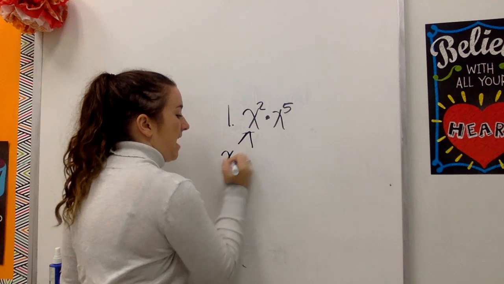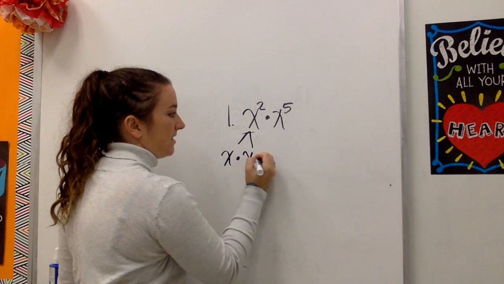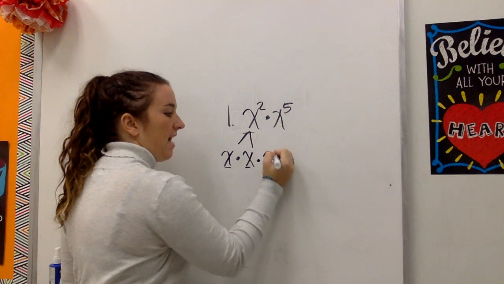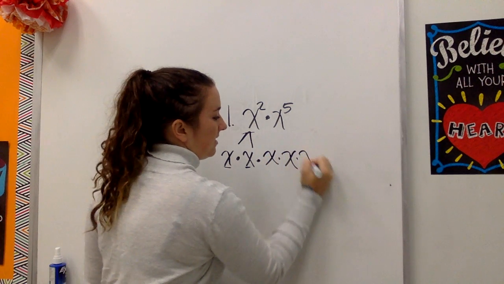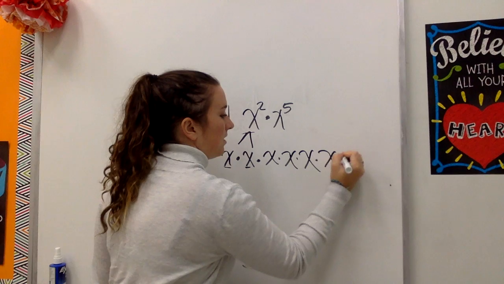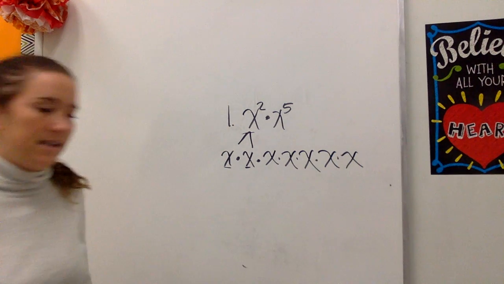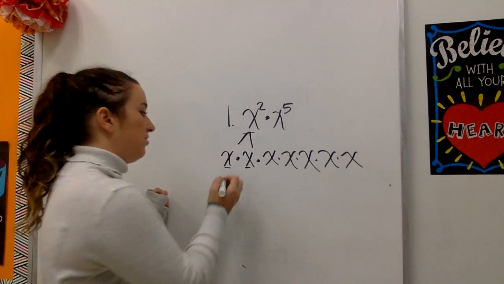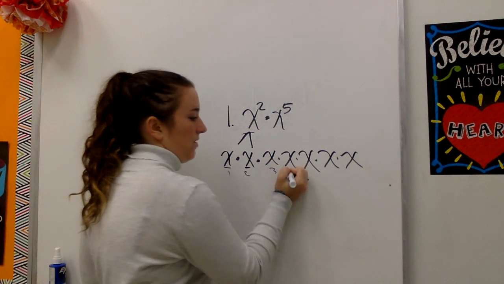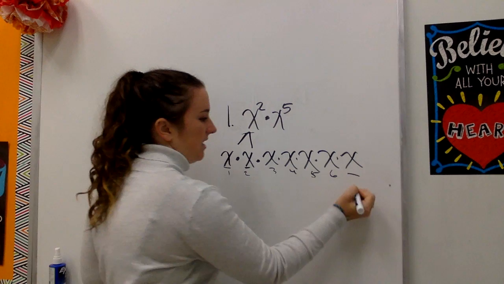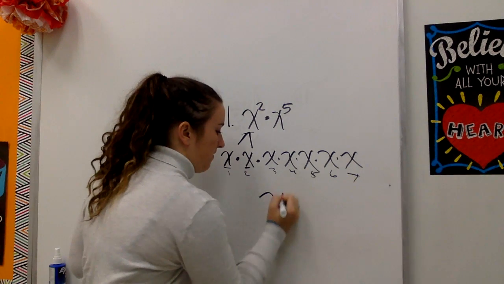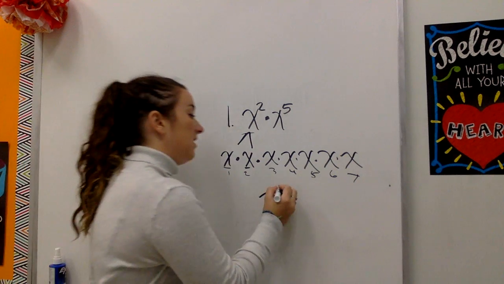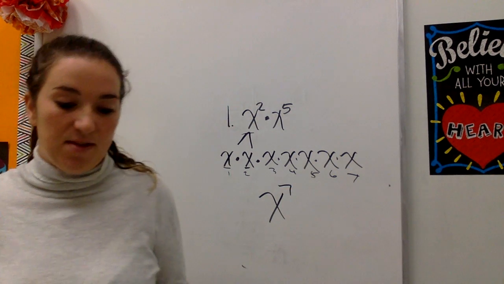So I'm going to have my x times x. I'm trying to simplify this. So I have two x's for the x squared, and then I have five x's for my x to the fifth. Now I want to see how many x's I have in total. So I'll count. 1, 2, 3, 4, 5, 6, 7. So if I simplify, I have 7 x's, so what will my exponent be? Yeah, I have x to the 7th power.